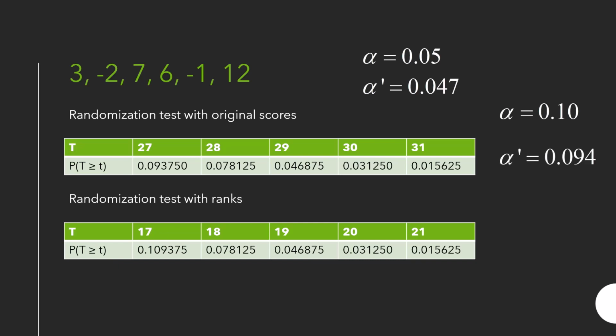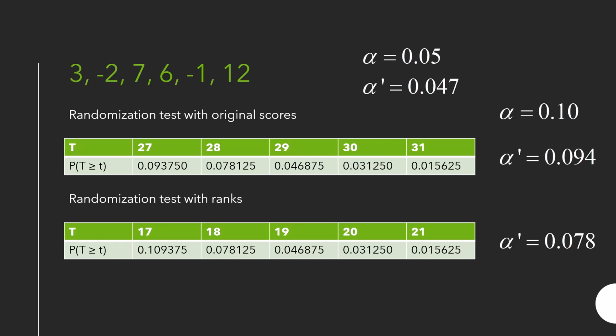With ranks, the critical value is 18, and our alpha prime is no longer the same as it was with original scores. It is now 0.078. So whether we use original scores or replacement scores, we could very well end up with different actual type 1 error rates. What are the implications of these type 1 error rates?